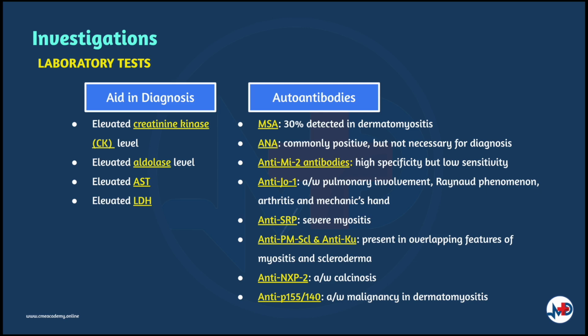Anti-PMScl and anti-Ku are present in patients with overlapping features of myositis and scleroderma. Anti-NXP2 is associated with calcinosis. And anti-p155/140 is associated with malignancy in dermatomyositis.